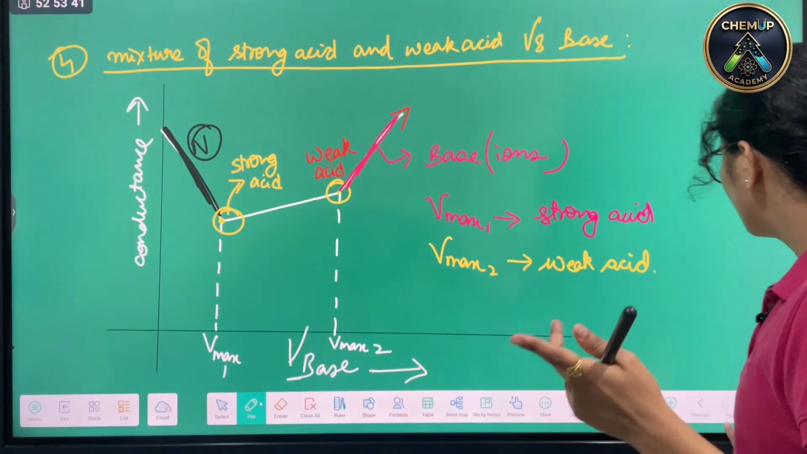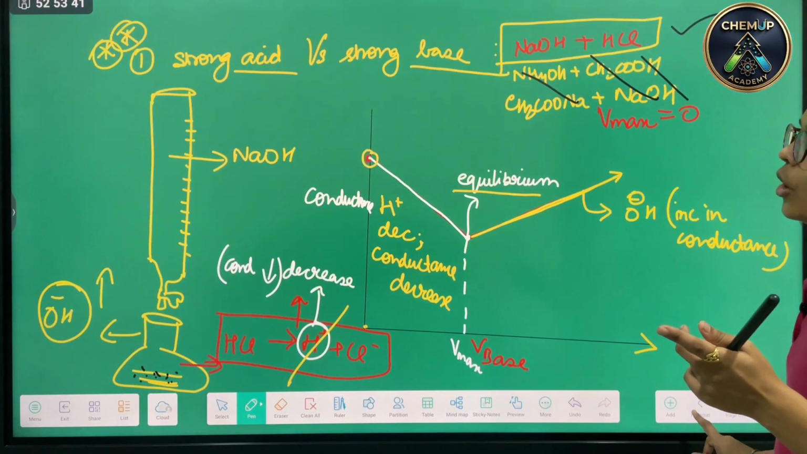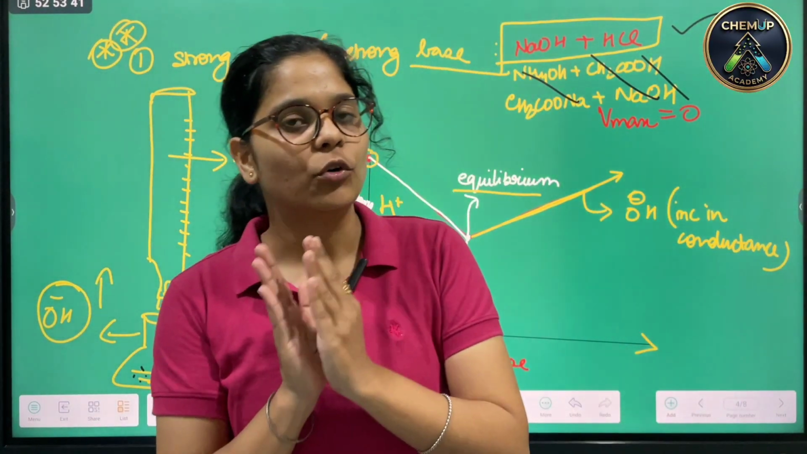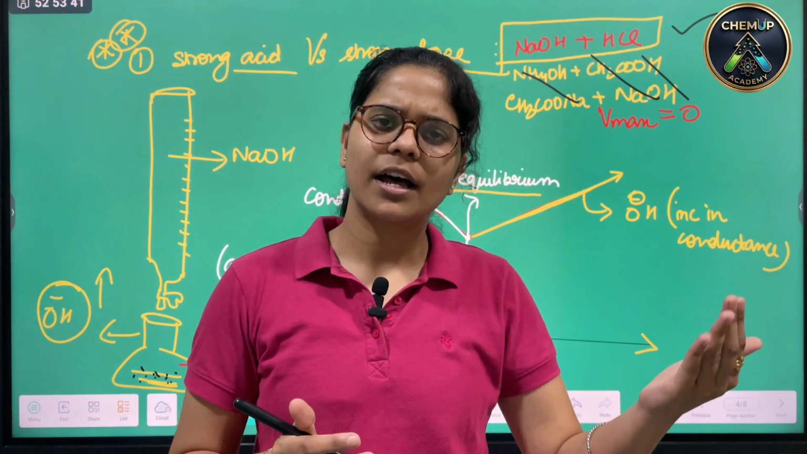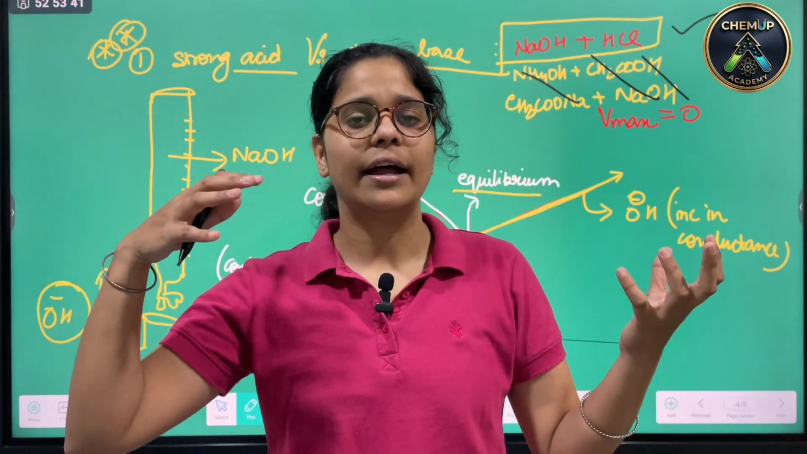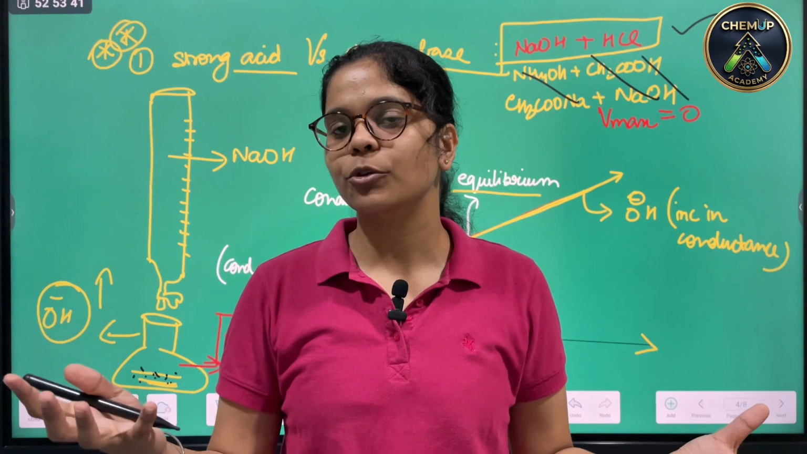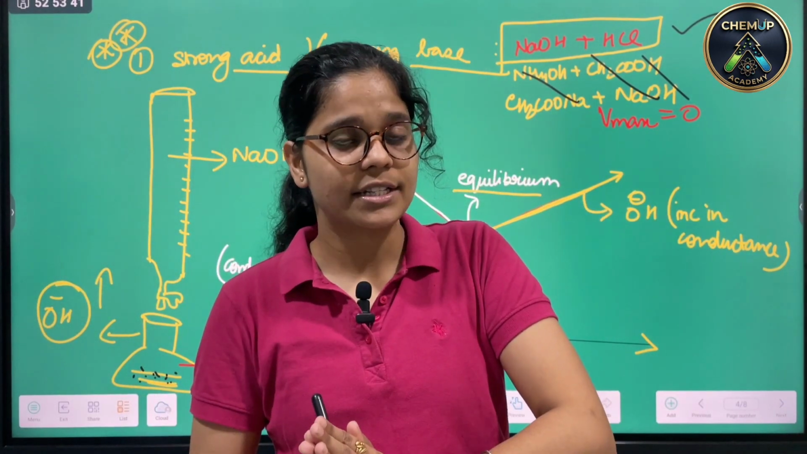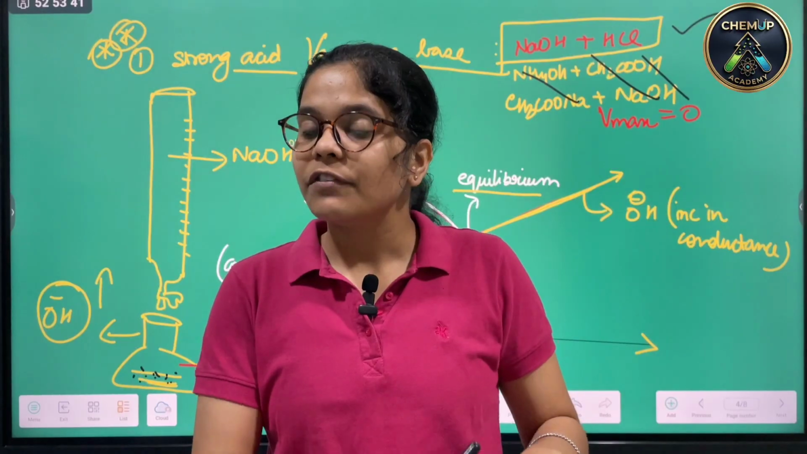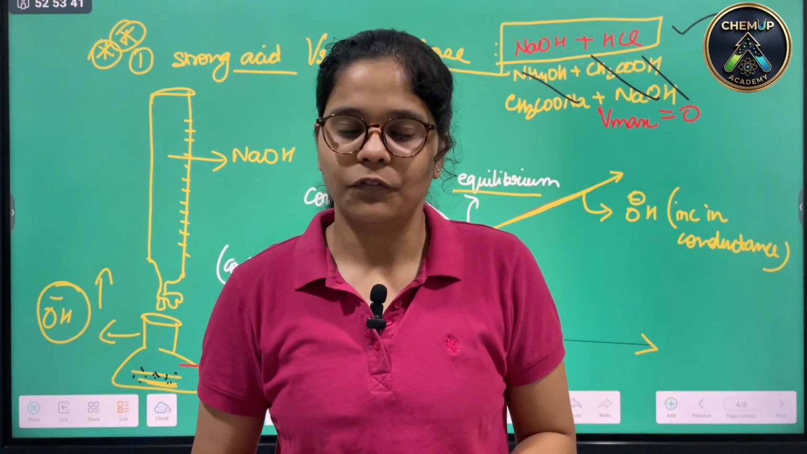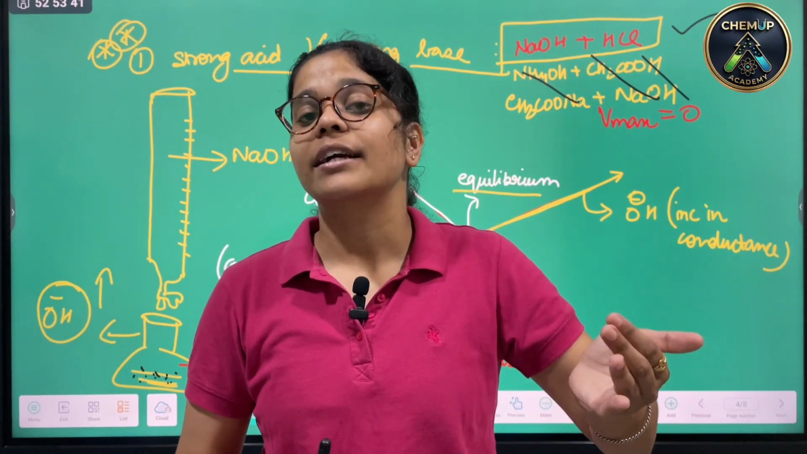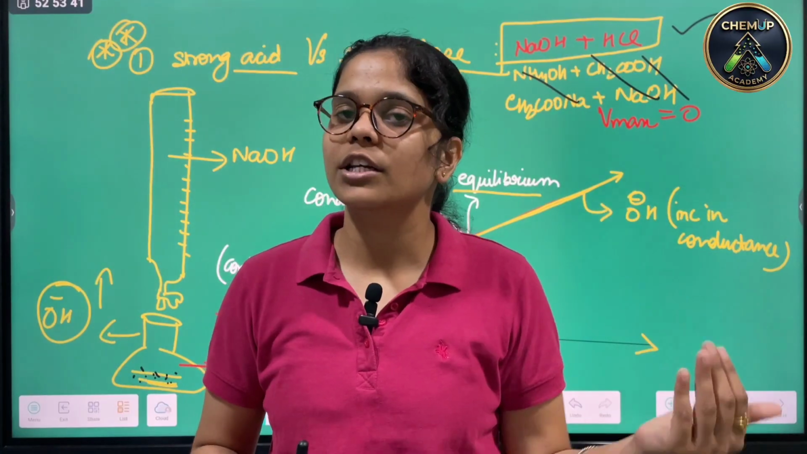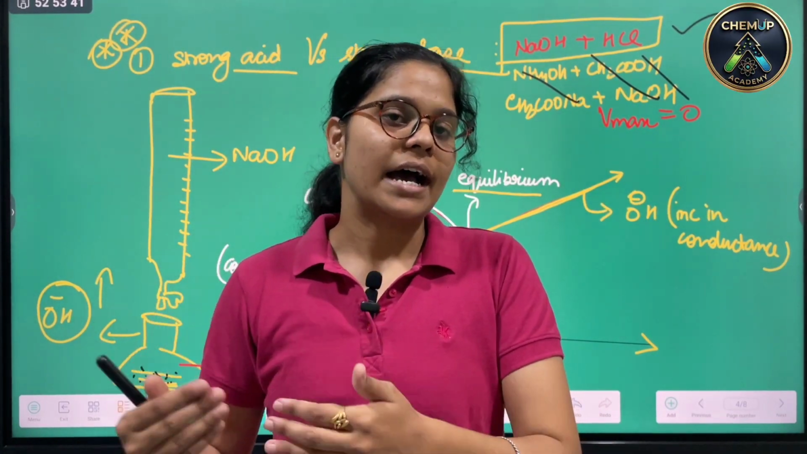And let's give it a quick revision. For strong acid we were getting only one equilibrium point. Strong acid, so we can take HCl in the conical flask and NaOH in the burette. First there was a decrease because of the neutralization reaction, then when both reached equivalence we got the Vmax. After that, because of extra base added, the conductance was increasing because of the base ions present.